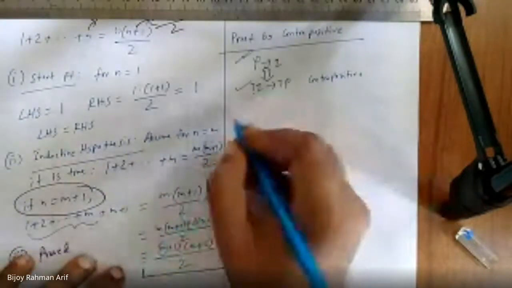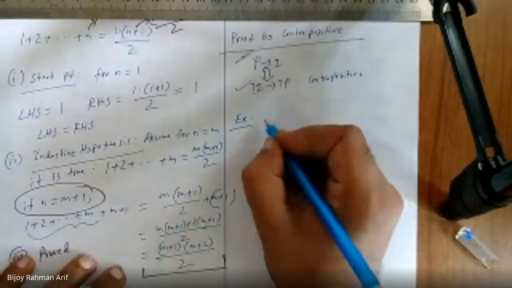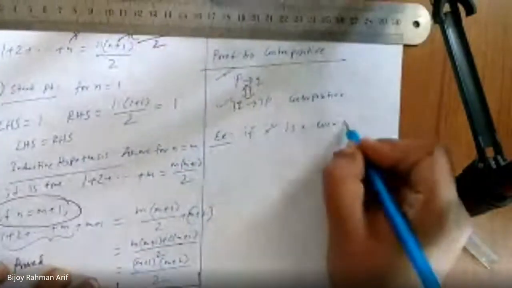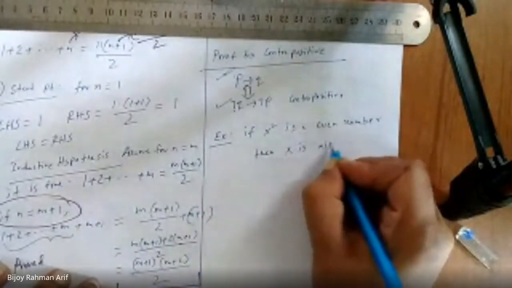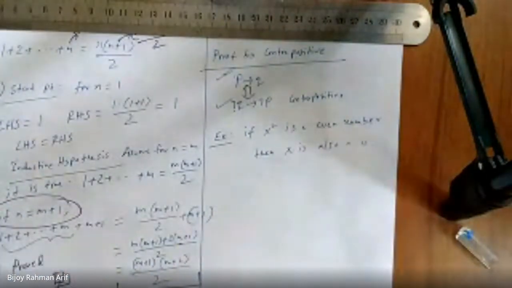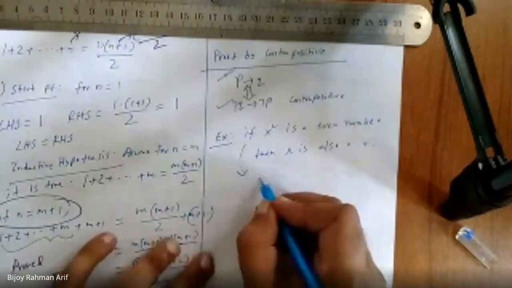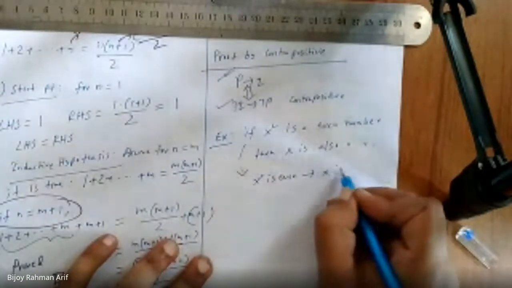So let's try this. If x squared is an even number, then x is also an even number. We're trying to prove this using the contrapositive. So what is the contrapositive of this? This statement means x squared is even implies x is even.